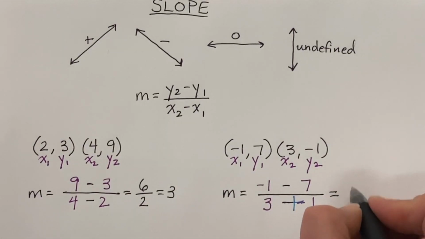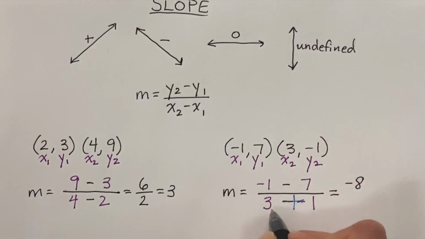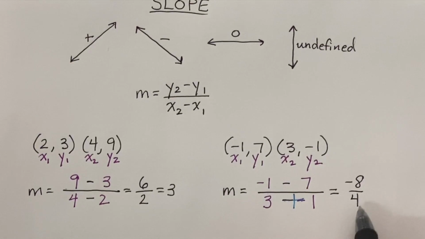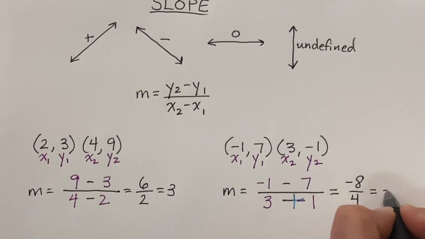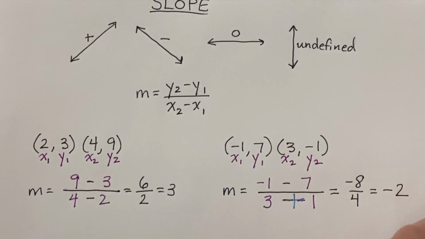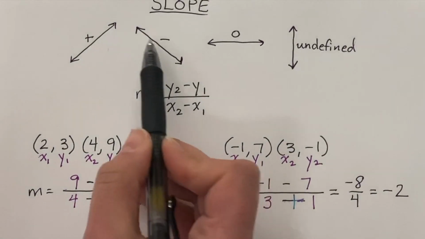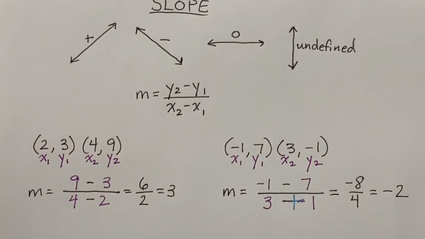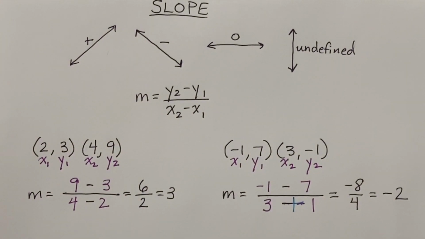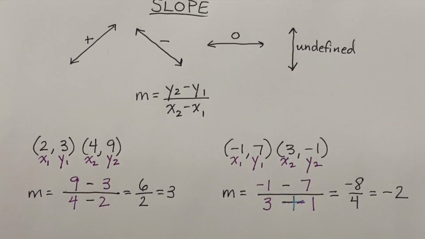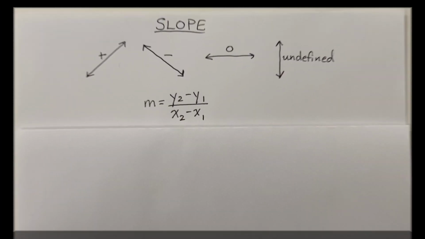-1 minus 7 more would be a -8, and 3 plus 1 is 4. -8 divided by 4 is equal to a -2. Because this calculation is a negative slope, that means I have a negative trending graph. And just so you're aware, even though these 2 slopes turned out really nicely, sometimes you can get slopes that are still fractions or even improper fractions. That is not a problem. Stick with it.